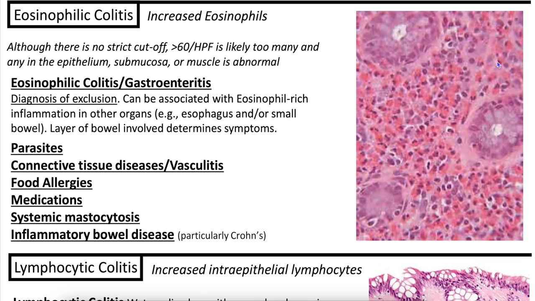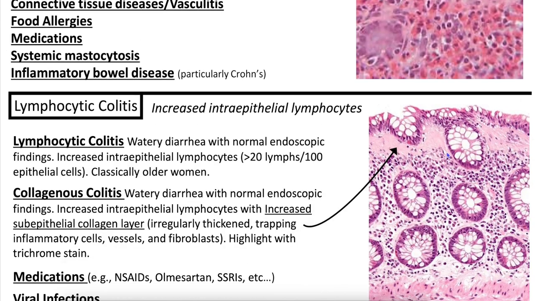Eosinophilic colitis, you'll have increased EOs. Again, no strict cutoff, but greater than 60 per high power field is likely too many, and any in the epithelium, submucosa, or muscle is abnormal. You can see eosinophilic colitis, gastroenteritis. It's a diagnosis of exclusion. It can be associated with eosinophil-rich inflammation in other organs. Parasites, connective tissue disease, vasculitis, food allergies, medication, systemic mastocytosis, and IBD, particularly Crohn's.